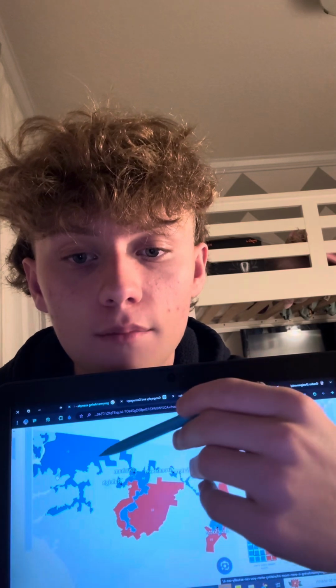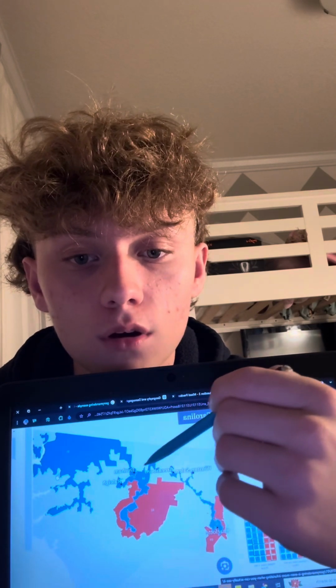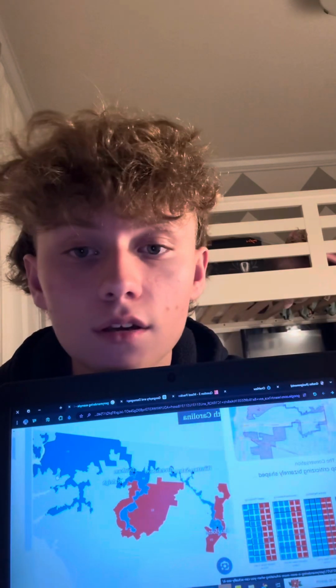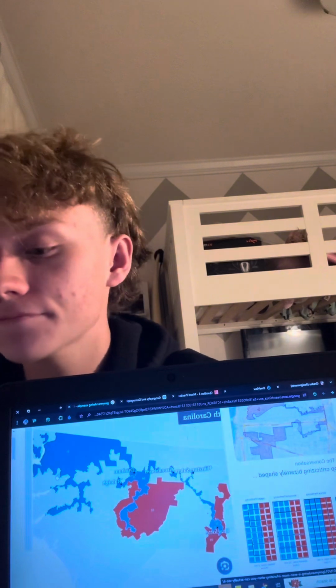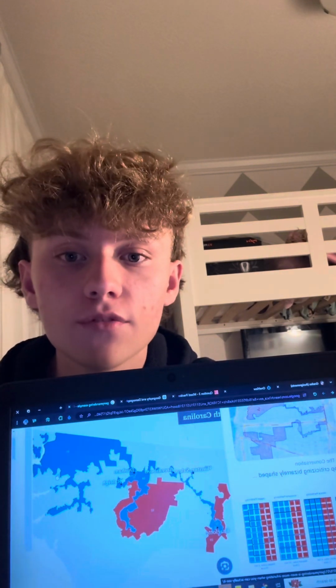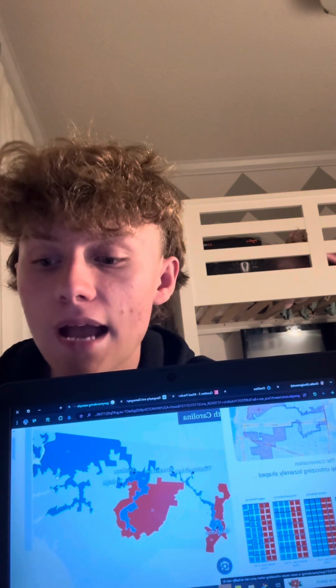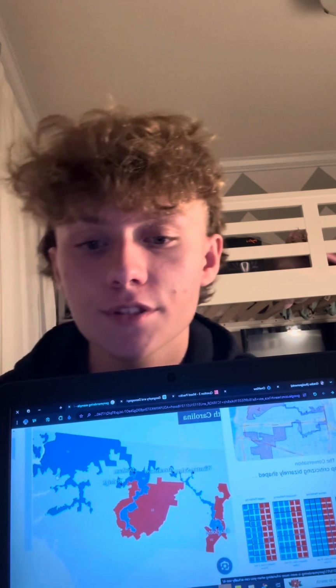So let's say there's a bunch of Republicans here. What the Democrats are going to try and do is stop them by going all over here, right? It can go either way. It could be Republican or Democrat, but that's what's happening in this image here. So cracking is putting them in different areas to limit their influence, and packing is concentrating them to boost influence.